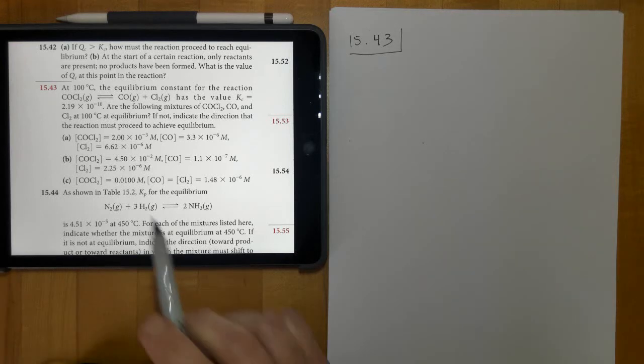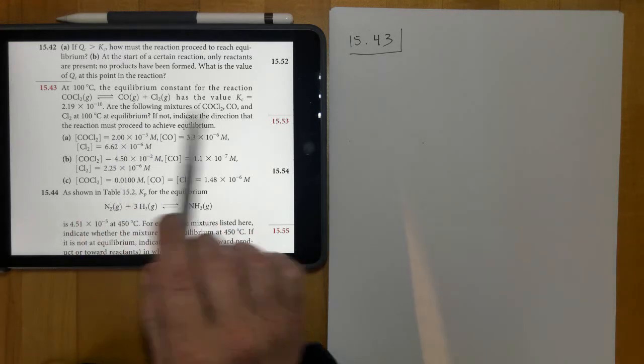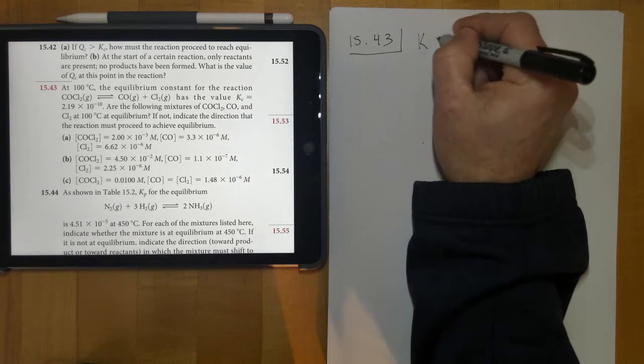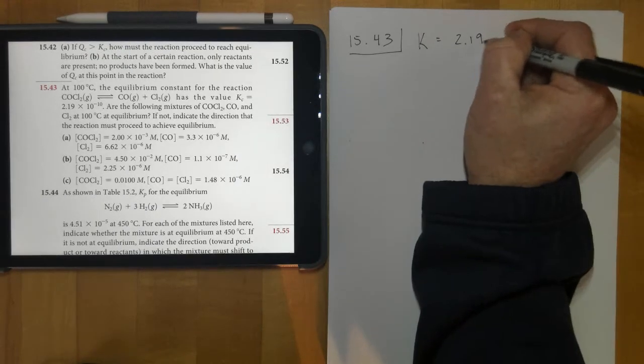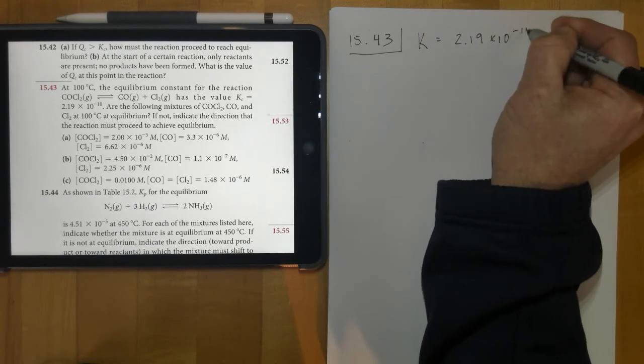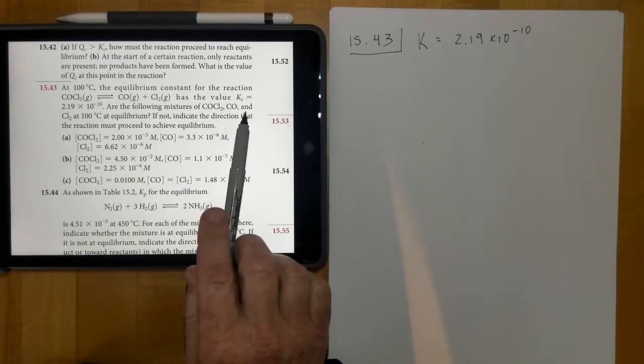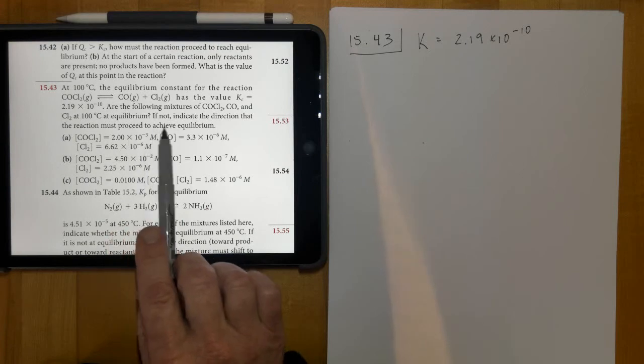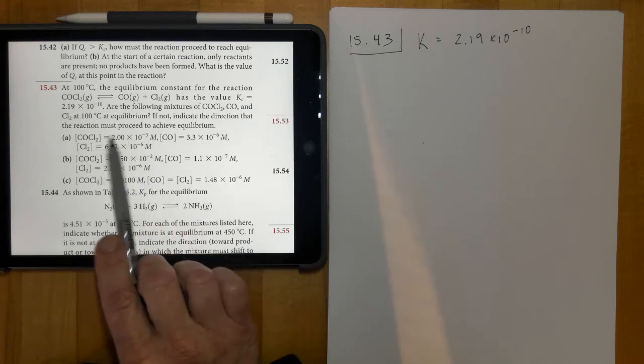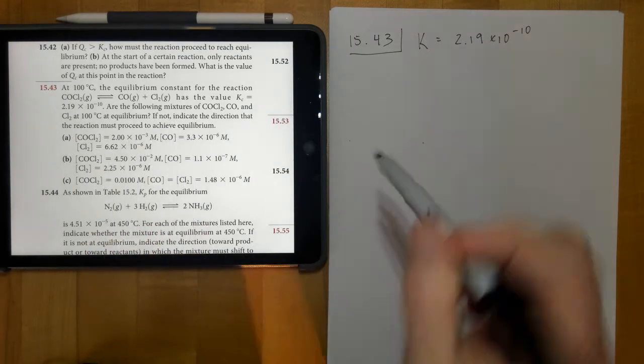43 from chapter 15, it says this equilibrium is established and has a value of K equaling 2.19 times 10 to the negative 10th. And then it says, are the following mixtures of the same things at equilibrium? If not, indicate the direction of the reaction that it must proceed to achieve equilibrium.